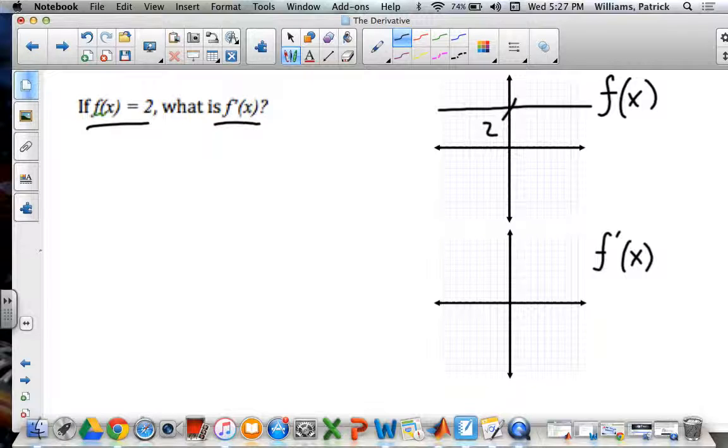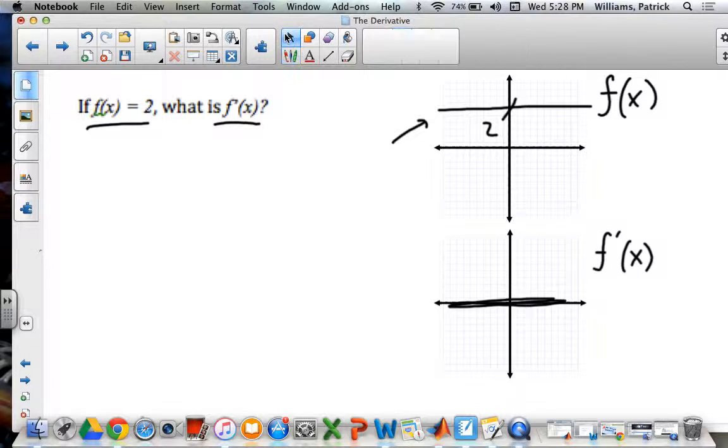Now, what's the slope of the line tangent to this curve right here at any point? Anyone? Bueller? It's 0, okay? So the derivative of this would be 0, and this gets us to a very important point, which is that the derivative of any constant is always equal to 0.